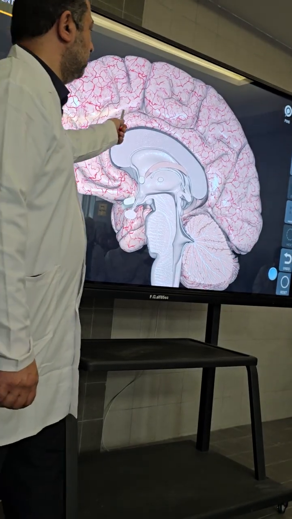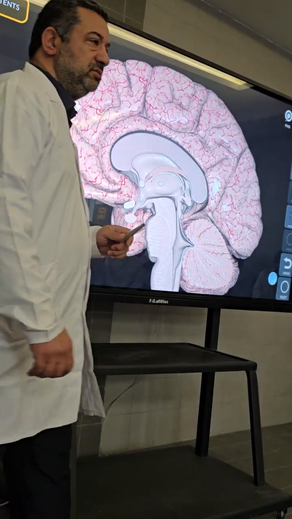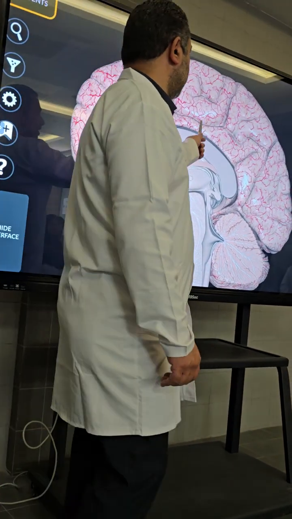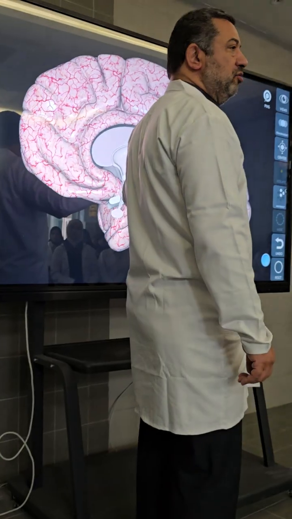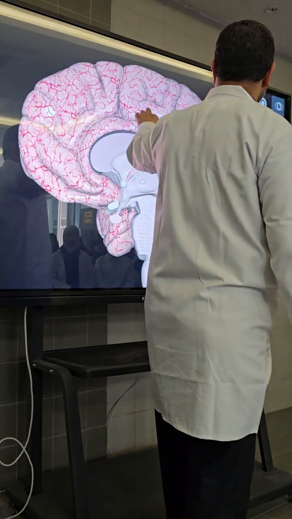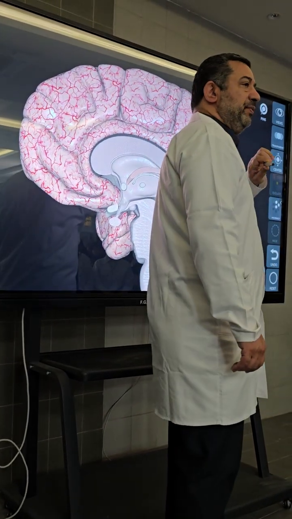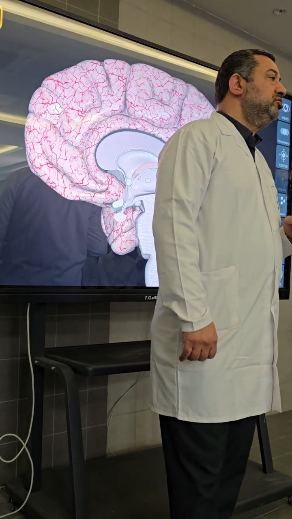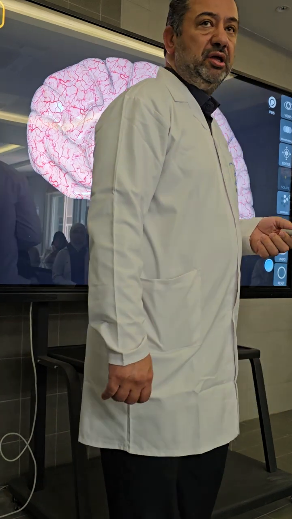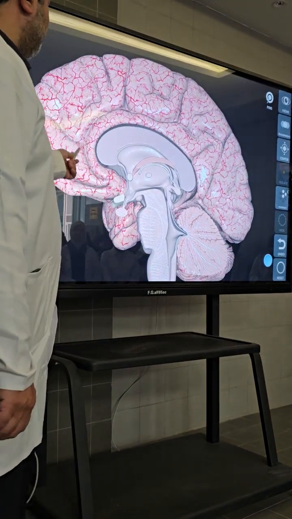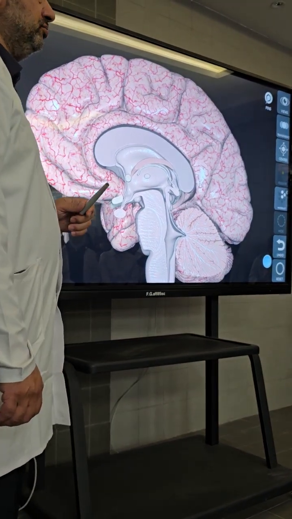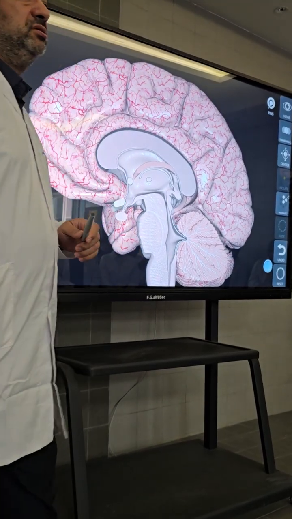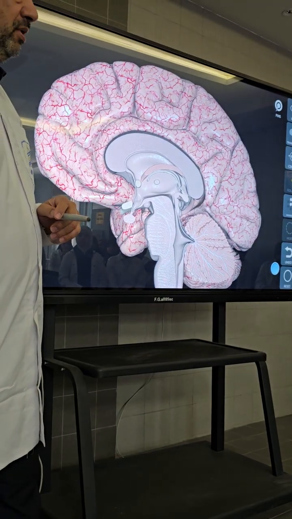This sulcus is called the cingulate sulcus. Posterior to the midpoint of the body of the corpus callosum, the cingulate sulcus turns to the superior border of the cerebral hemisphere and becomes the marginal sulcus. Between the cingulate sulcus and the callosal sulcus, this gyrus is called the cingulate gyrus.